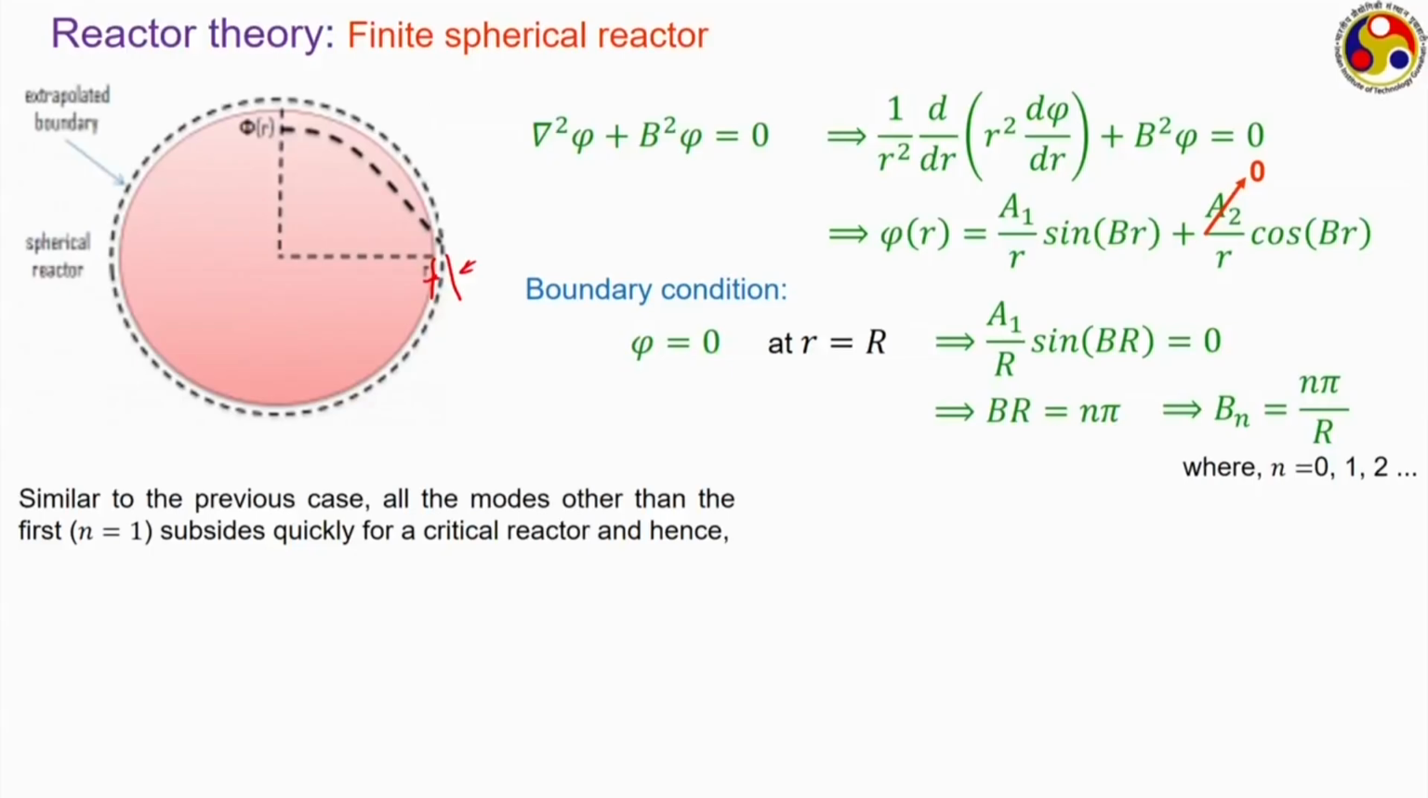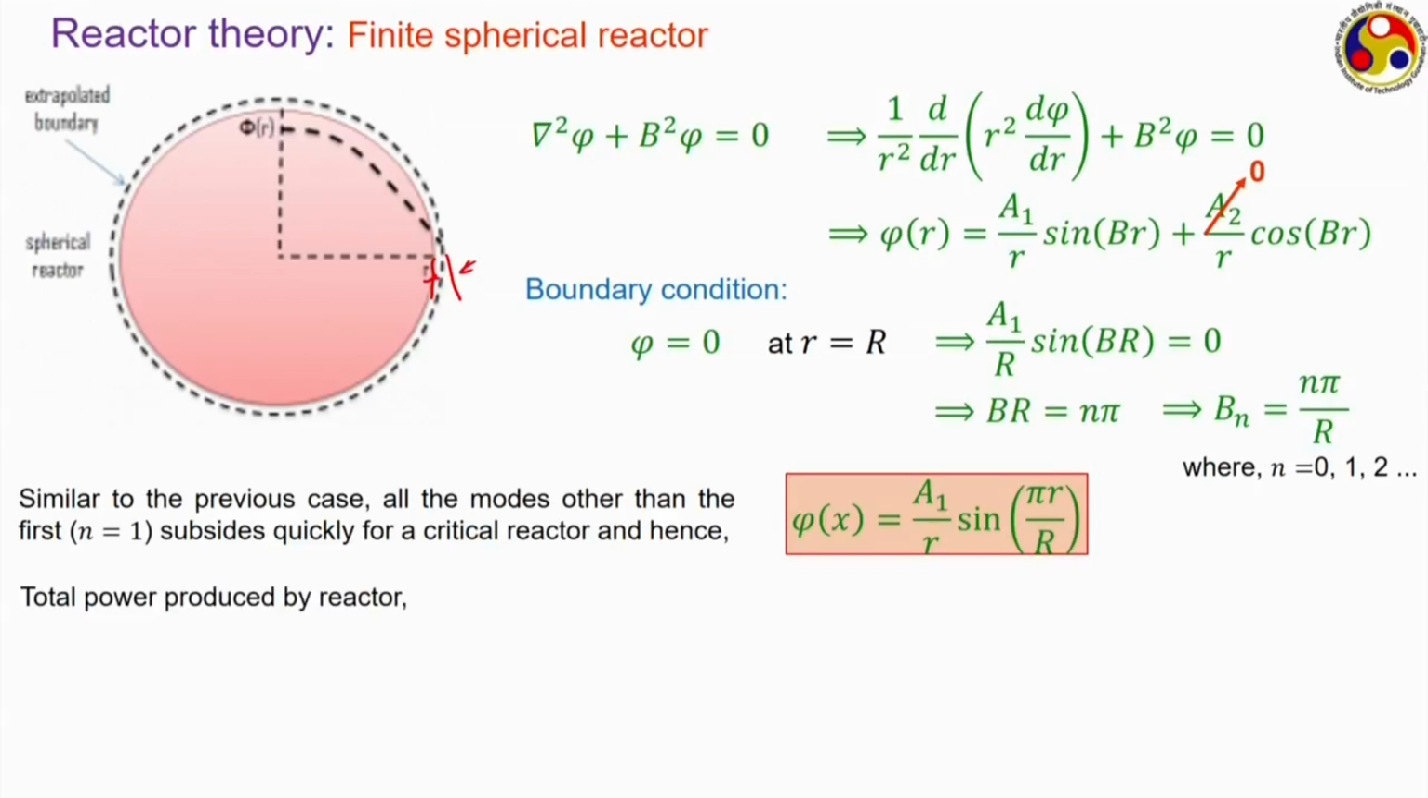Of course, n equal to 0 is not possible, because if we put n equal to 0, that will give phi equal to 0. Hence n equal to 1 is the most realistic solution that we can have of this particular form, A1 by r into sin pi small r by capital R.